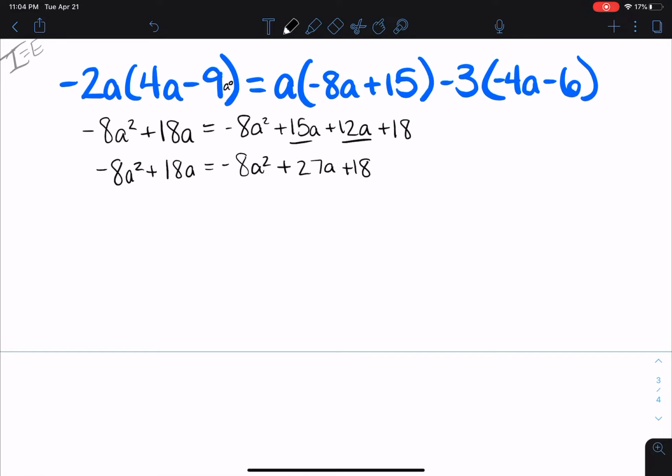Okay, now I want to try and solve some things, so we can add 8a squared to both sides because we see that it's over here. That's going to cancel it from both sides. So on the left side we have 18a equals 27a plus 18. Okay, I already have an a on the left side by itself, and we want to get a by itself. The whole point is to isolate this a, so let's move this negative 27a over.